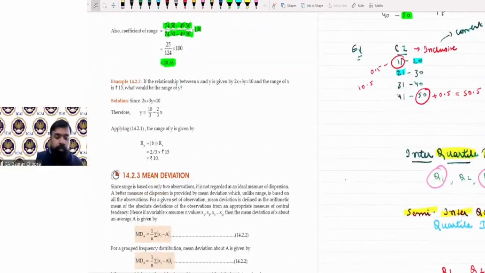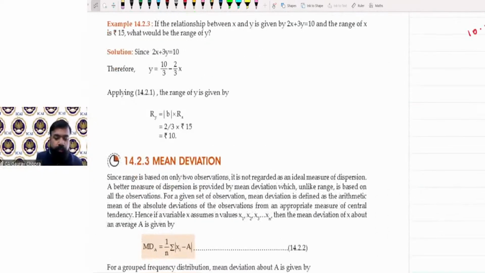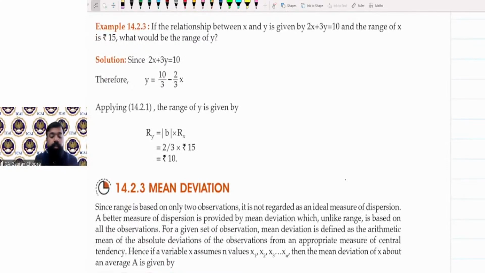Example number 14.2.3. If the relationship between x and y is given by 2x plus 3y equal to 10 and the range of x is 15, what would be the range of y? So you have to find out the range of y.